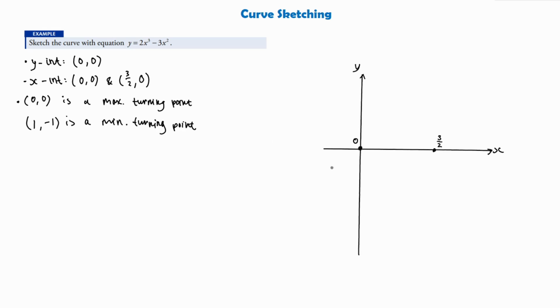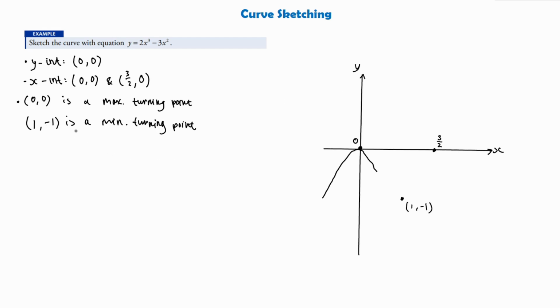And then we're going to label our turning points. So we know that 0, 0 is a maximum turning point. And we know that 1, minus 1 is a minimum turning point. So that's going to be about here. So we say that 1, minus 1 is our final point. Now, as we said here, as it approaches 0, we said it's a maximum turning point. So we know the graph is going to approach 0. It's going to turn at 0 and start to head down because that gives it a maximum.